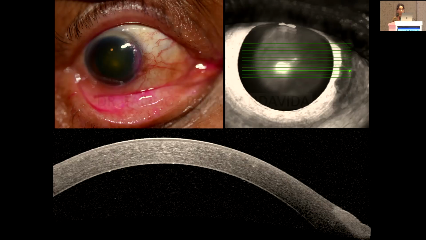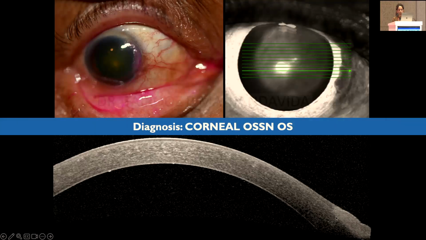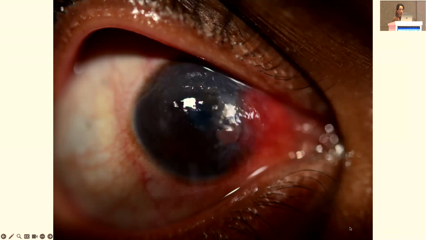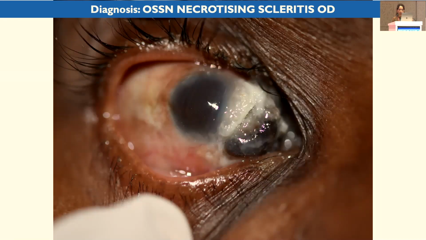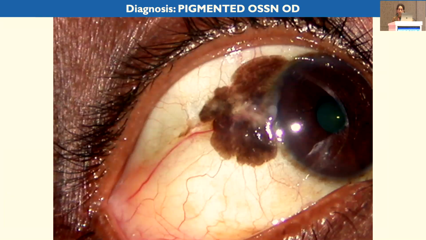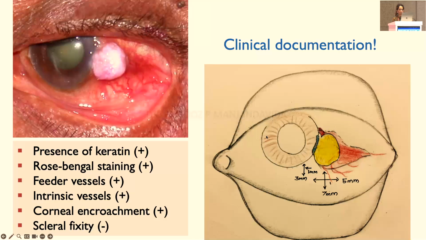Well, cornea, easy, we take AS-OCT, and this is a very classical presentation of a pouting of the epithelium and thickening of the epithelium that you get in a corneal OSSN. Diffuse corneal OSSN in an immunocompromised patient was in fact treated as various other corneal erosive disease, but it was a case of OSSN. Necrotizing scleritis is yet another presentation in advanced OSSN. It can be pigmented, known as pigmented OSSN, not a nevus, but you have this surface keratin over the pigmentation, which makes it a pigmented OSSN.